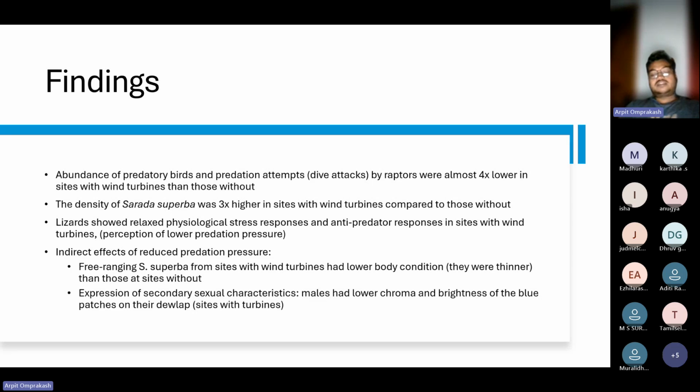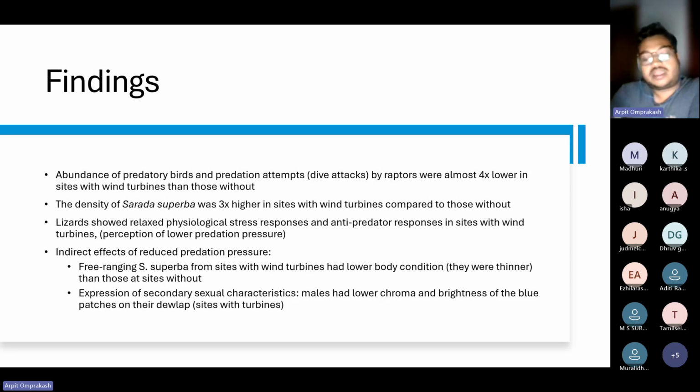So another thing that they did, to strengthen their case, is basically see if the lizards that they are finding in these different areas, with and without the wind turbines, are more relaxed. So in areas which have wind turbines, are the lizards more relaxed compared to areas which don't have the wind turbines?